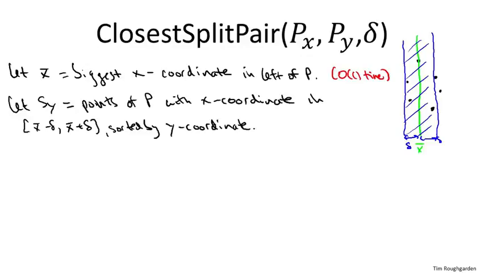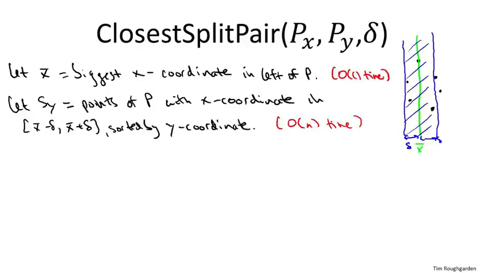Now, I haven't yet shown you why it's useful to have this sorted set Sy, but if you take it on faith that it's useful to have the points in this vertical strip sorted by y-coordinate, you now see why it was useful that we did this merge sort all the way at the beginning of the algorithm, before we even underwent any recursion. Remember, what is our running time goal for ClosestSplitPair? We want this to run in linear time. That means we cannot sort inside the ClosestSplitPair subroutine. That would take too long.